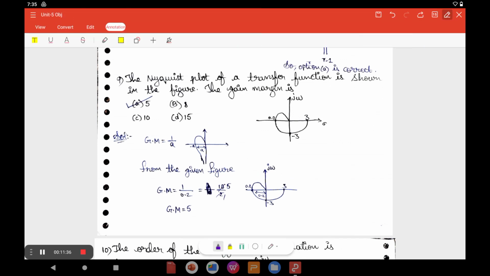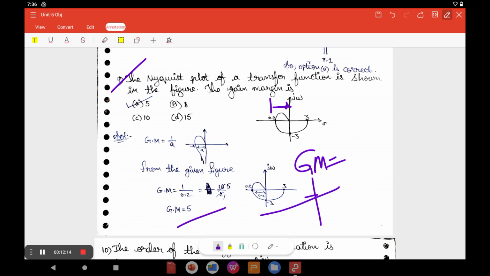The ninth question is that the Nyquist plot of the transfer function is shown in the figure. What is the gain margin? For GM calculation you need omega PC, the phase crossover frequency. The gain margin is determined from the distance from the origin, which is generally called the magnitude. Therefore gain margin is equal to 1 by that value, here 0.2. This is nothing but magnitude. The inverse of that magnitude is generally called the gain margin.